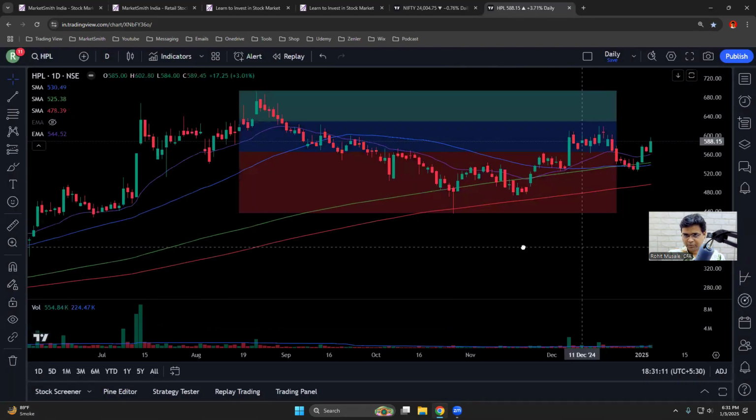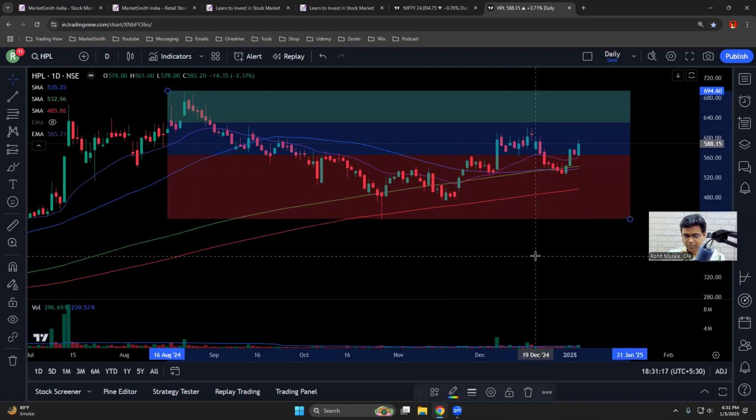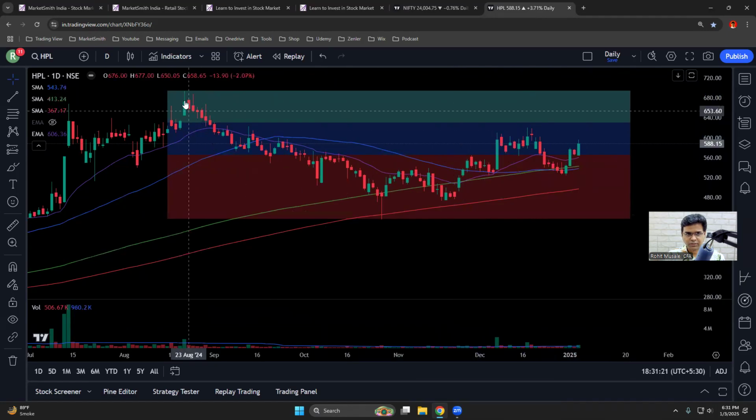Yeah, have a look at this base. Now, I have not checked the fundamentals of this stock, but I just remember the chart. Okay. So have a look at this base. Started from here, drawn a long base.